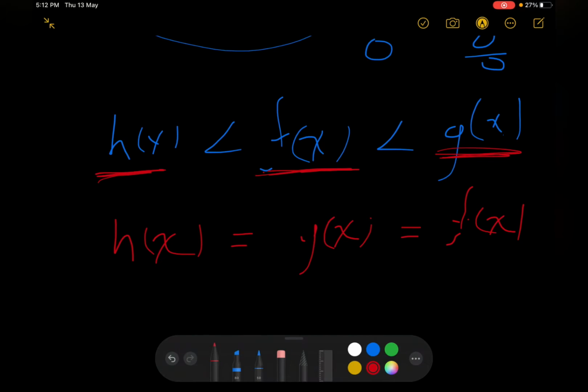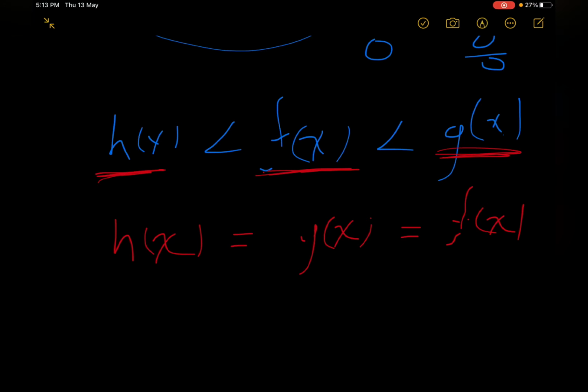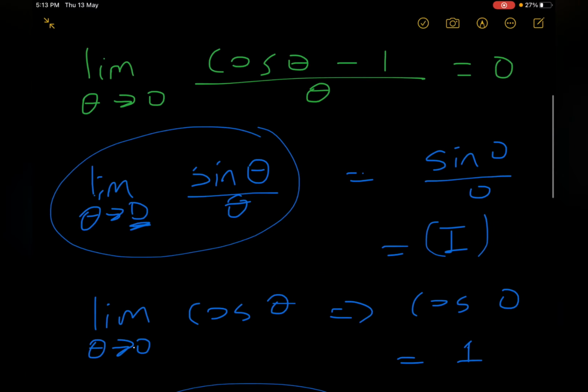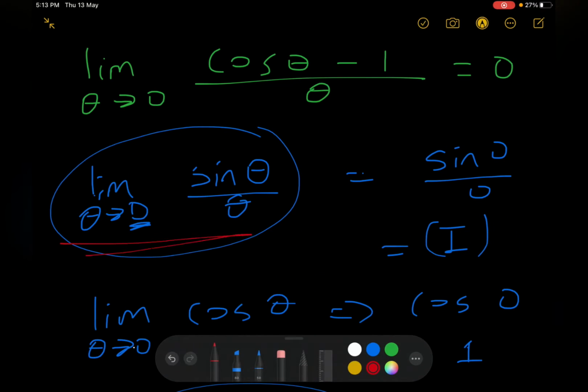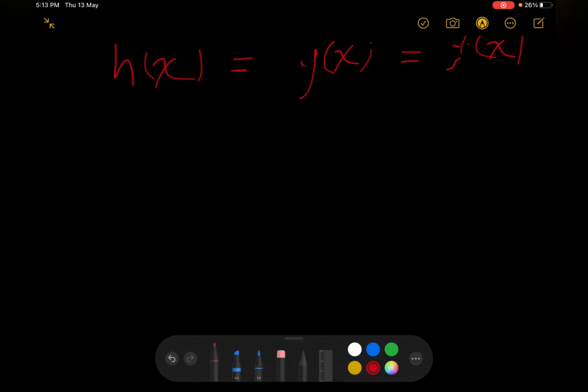So let's take a look at what all of this means when we go back to this function. Remember, we're trying to prove that this function is 1 using squeeze theorem. The limit of this function as theta approaches 0 equals 1, and we're using squeeze theorem to prove that. Now, the unit circle is a circle with a radius of 1.